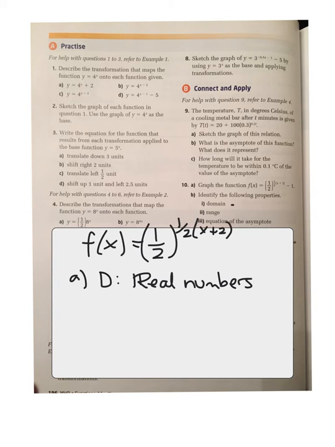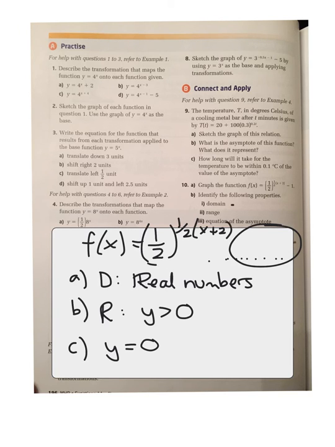2 says the range. Well, the range is going to be, as there's no number at the end here to put the asymptote away from y equals 0, the asymptote is still going to be y equals 0, so the range is going to be y greater than 0, not greater than or equal to, just y greater than 0. The equation of the asymptote is going to be y equals 0 because there is no number after the exponential part.